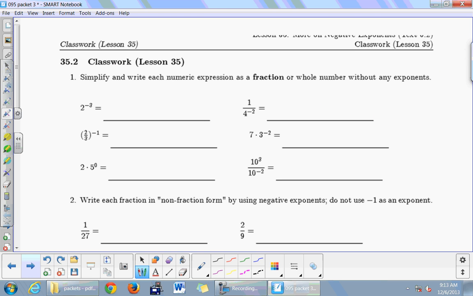Okay, classwork starts on the next page. I'll put the flags out and raise them if I can help.